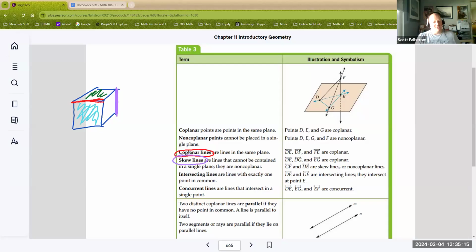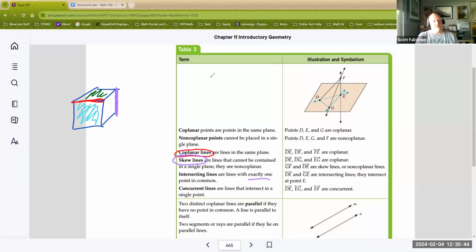Those are lines that cannot be contained in the same plane. Basically, they are lines that never intersect, but they're not in the same plane. So there's a little bit more to the definition of parallel. Parallel is lines that never intersect, but they are in the same plane. Intersecting lines have exactly 1 point in common.